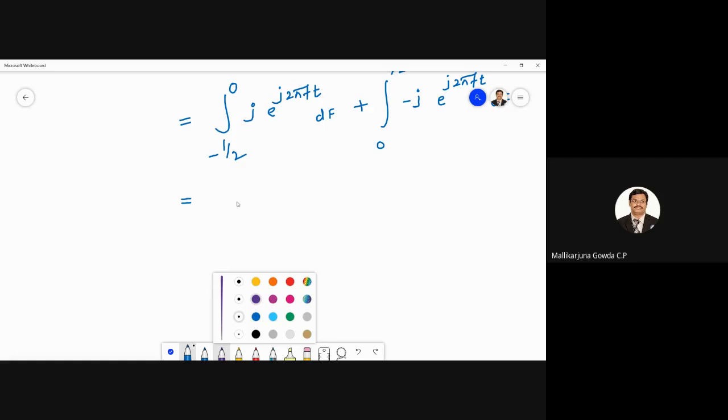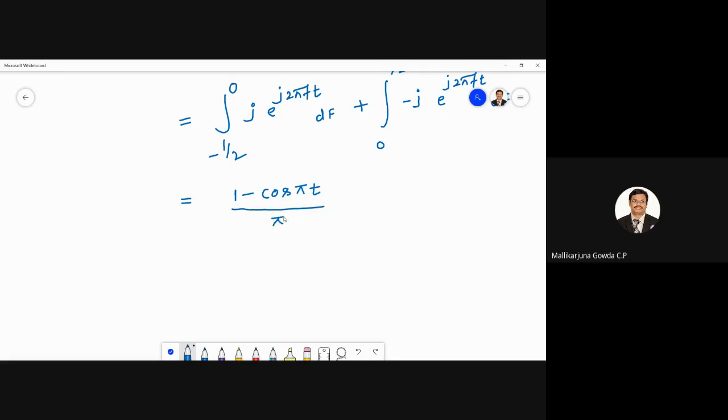I will write the answer of this. So it will be 1 minus cos pi t divided by pi t.